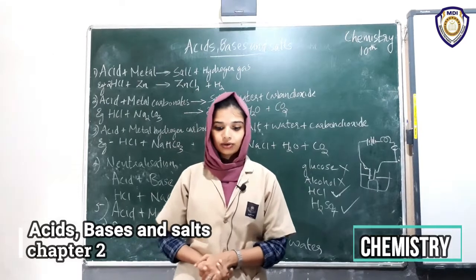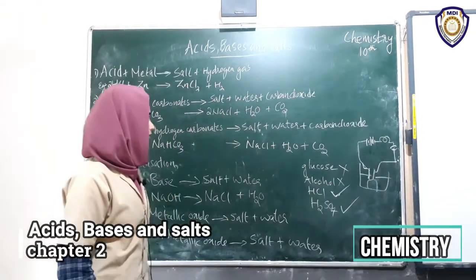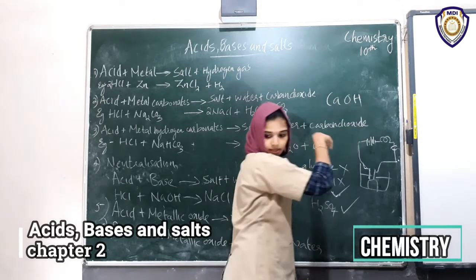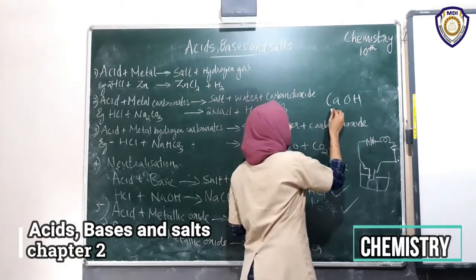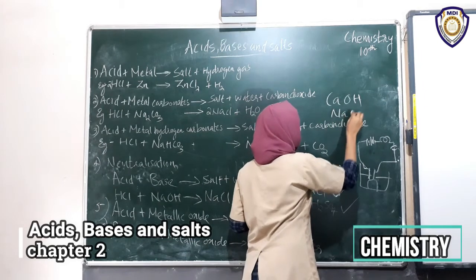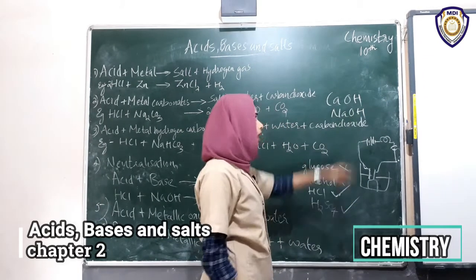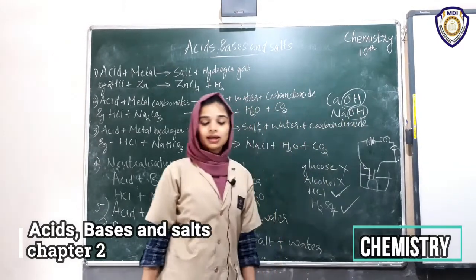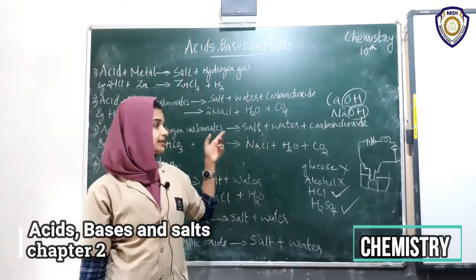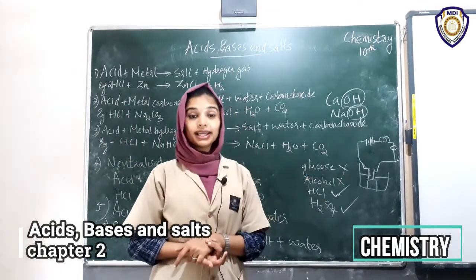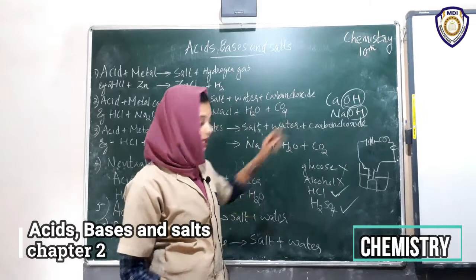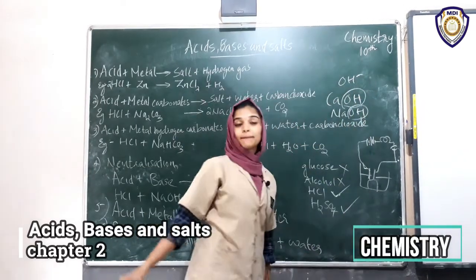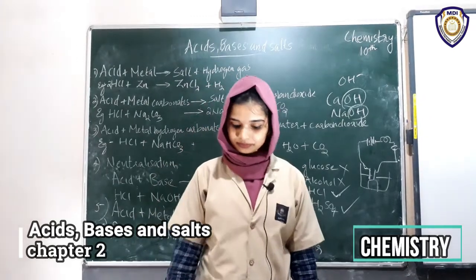What can you conclude from the results of this activity? In calcium hydroxide, then sodium hydroxide, what is common in these two alkalis? Yes, OH is common in bases. H plus is common in acids and OH minus is a common ion present in bases.